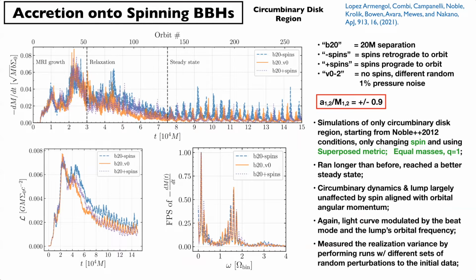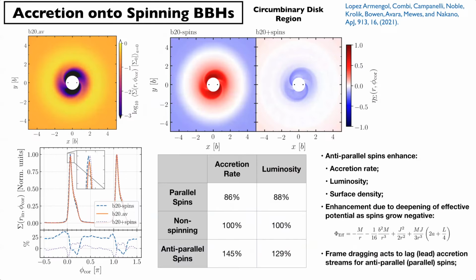calculating an approximate binary spacetime, and we use this to see how spins affect the accretion rate and the modulation of the accretion rate. Basically, in the circumbinary disk, the spin is not a huge factor. It doesn't change the gravitational field out there, but in the gap region there does seem to be a measurable effect, because the negative spin, the retrograde spin oriented to the orbital angular momentum, deepens the potential.